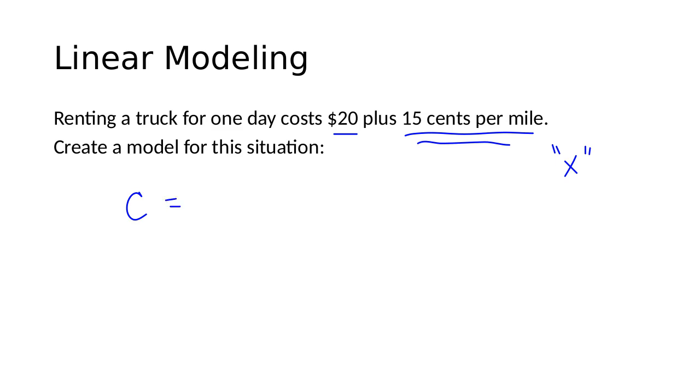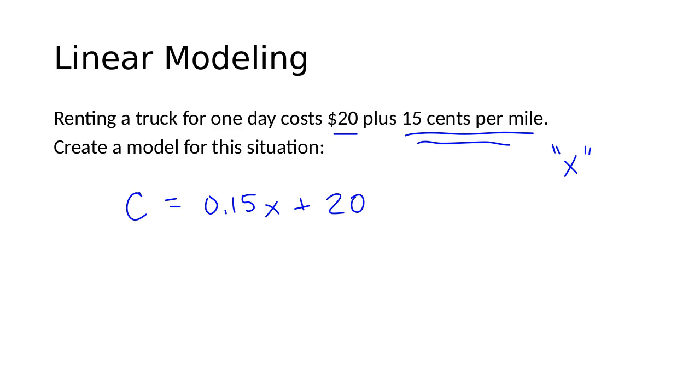So if we look at the equation we're going to set up, we want to make sure to use a decimal to represent 15 cents. And it's going to be 15 cents per mile. So we want to multiply 15 cents multiplied by the number of miles we're going to drive, which we called X. So we're going to add the $20 charge on top of that. And now we've created our linear model.